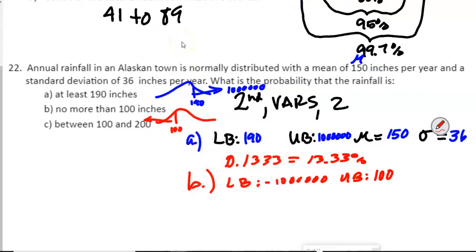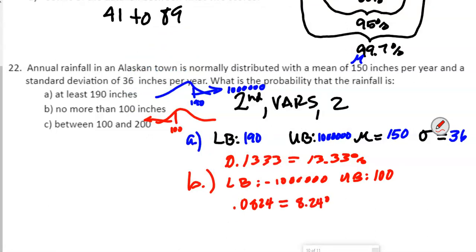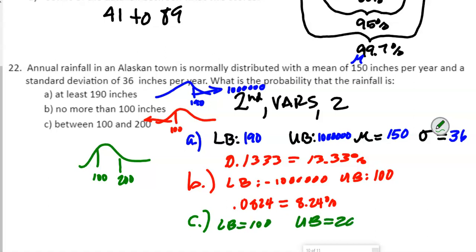So that's what we're going to put for this one, 0.0824, which is equal to 8.24%. All right, so our last one is our C, and this one's a between. So when we have, again, a between, then we've got our 100 here, and we got our 200 here. And remember, I said the smaller number is going to be your lower bound. So our lower bound is going to be 100. Our upper bound is going to be 200.